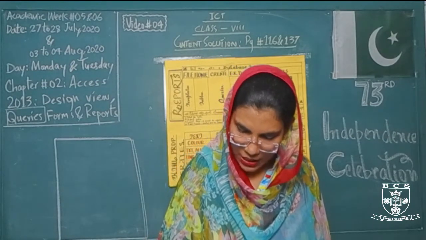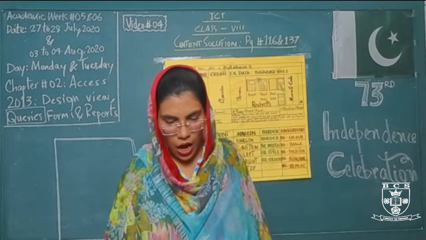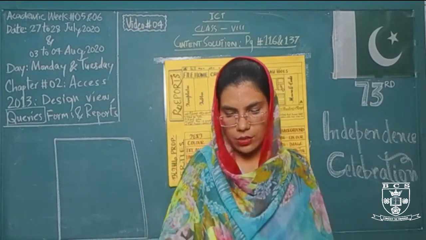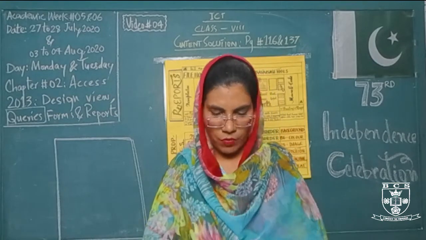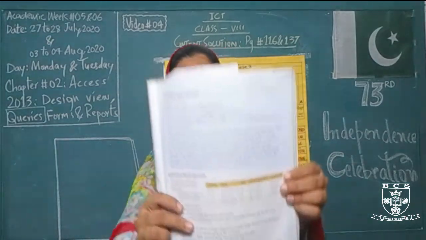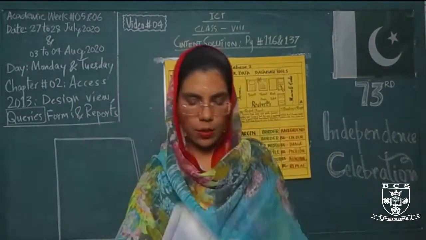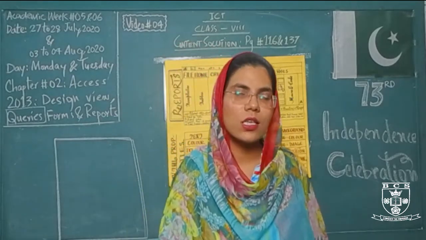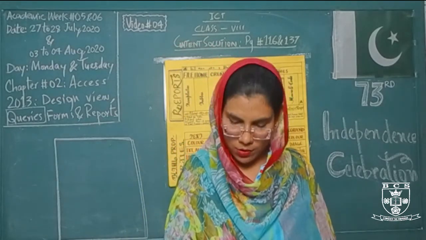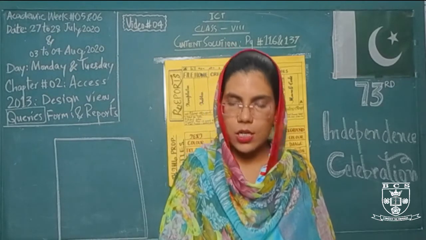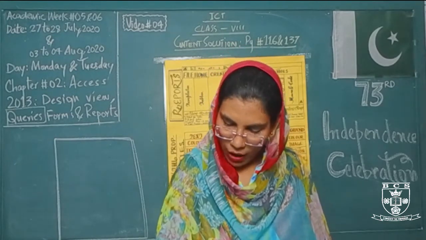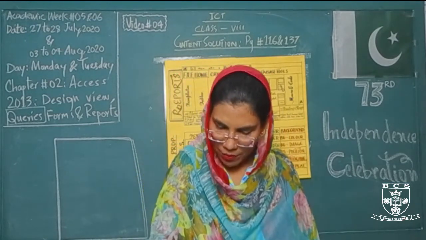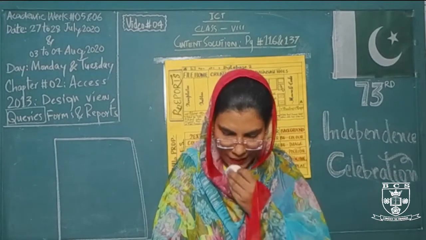Question number 1 is how many records and fields are there in the table. In this particular table at the right hand side of our book, we have to tell how many records and fields there are. There are 3 different rows. What are the records? Records are the rows. What are the fields? Fields are the columns. So there are 3 different records because there are 3 rows, and there are 5 different columns. So there are 5 different fields, namely admission number, name, class, date of admission, then nationality.